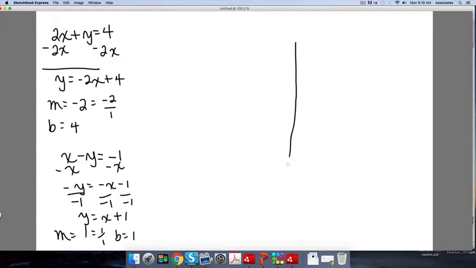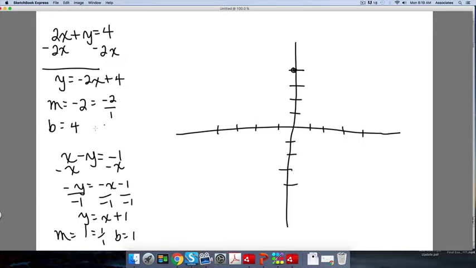So let's go to my slate and draw a graph over here. And let's graph these. All right, first of all, the y-intercept is 4. Let's put some more tick marks. The y-intercept was 4 and the slope was negative 2, so I go down 2 and over 1, down 2 and over 1, and there's my first line. All right, second one, the y-intercept is 1, and the slope is 1, or 1 over 1, so I go up 1, over 1, and it looks like it crosses at the point 1, 2.